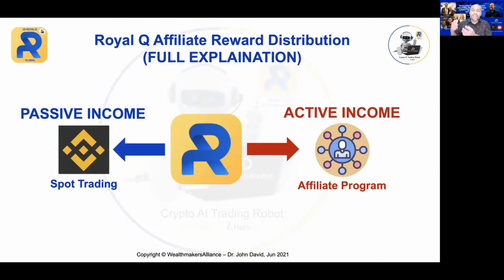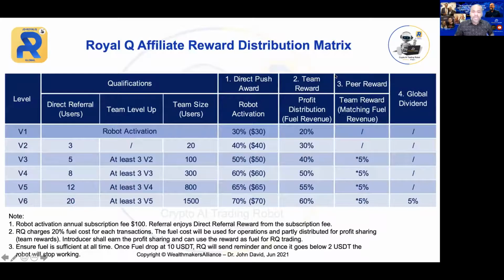You can take advantage of this affiliate program, and let me tell you something: this is a brilliant affiliate program that the company has put in place. Let me explain to you one by one. This is the complete outlook of the program. You have this reward distribution matrix with about 6 levels. Level 1, they call it V1 or VIP 1, all the way to VIP 6.